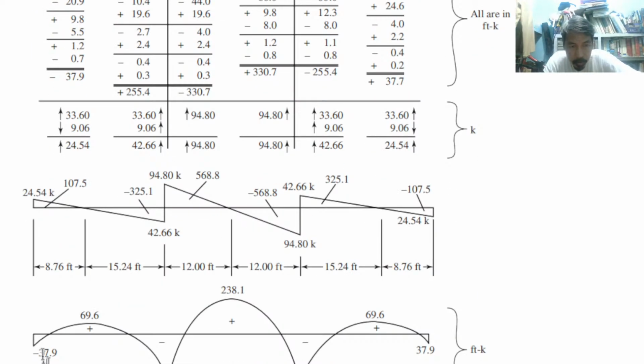So from the MDM method, negative 37 here, you have 255, so 255 connected to negative 330, and then positive 330 here, and then negative 255. So symmetrical, like this. This is our moment, this is the shear diagram. Shear and moment diagram.